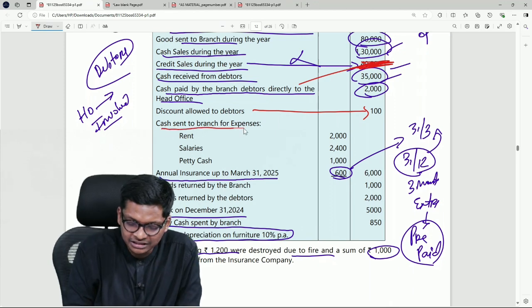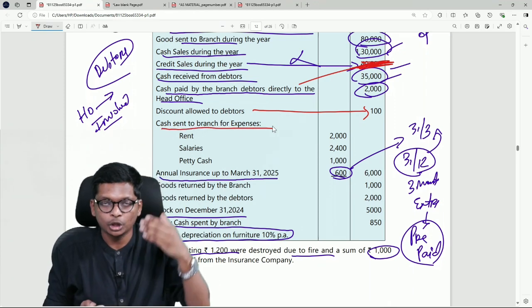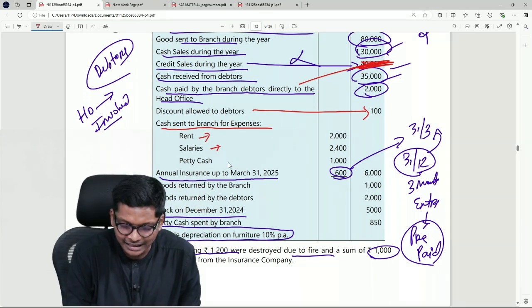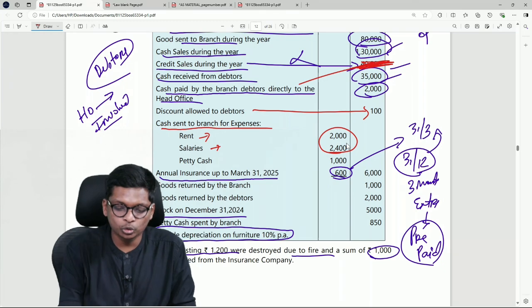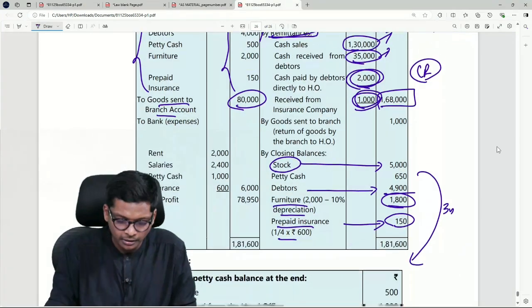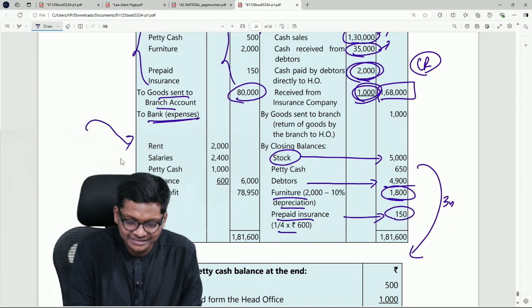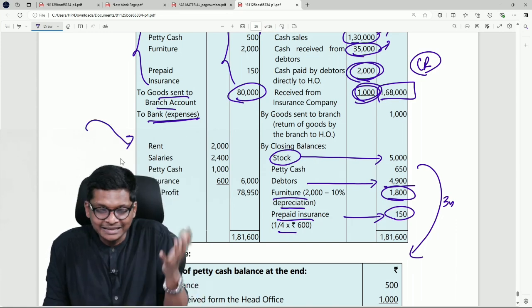Next, cash sent to branch for expenses. So head office sends some cash to the branch for rent, salary and petty cash. Take these two, 2,000 and 2,400. Look at this. Cash expenses for branch it is a debit like receipt and it's like the P&L.